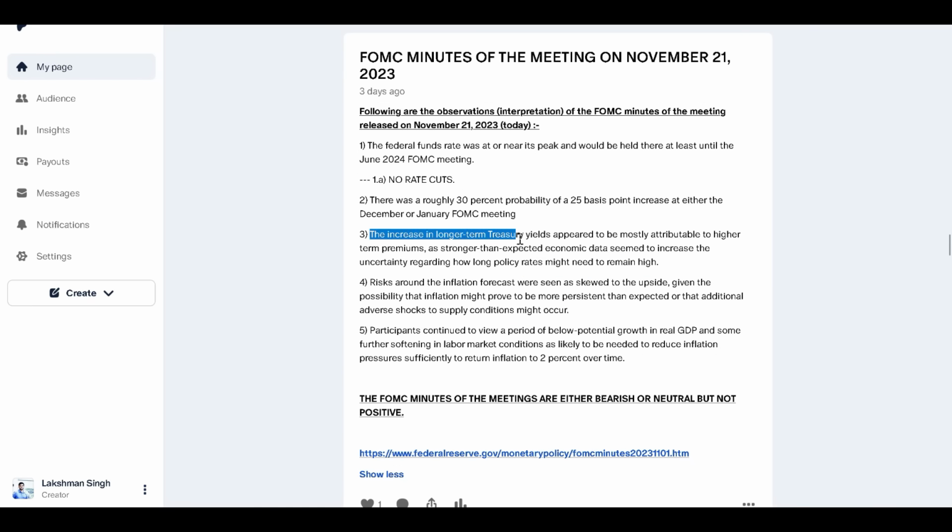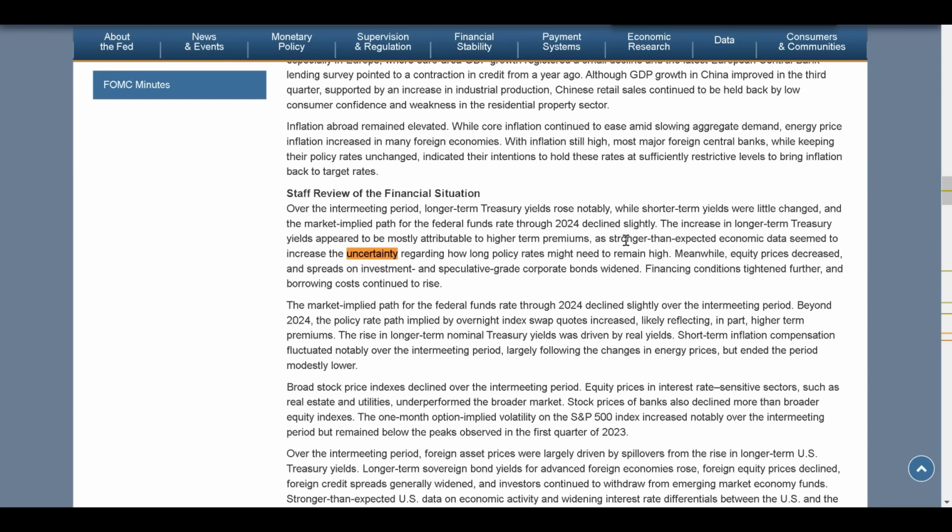The increase in longer term treasury yields appeared to be mostly attributable to higher term premiums, as stronger than expected economic data seemed to increase the uncertainty regarding how long policy rates might need to remain high. Remember, just focus on this thing: stronger than expected economic data. What does it mean? This means inflation. So stronger than expected economic data seemed to increase the uncertainty regarding how long policy rates might need to remain high.